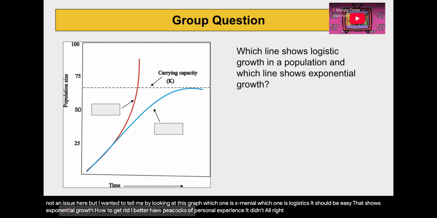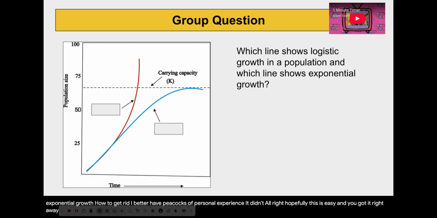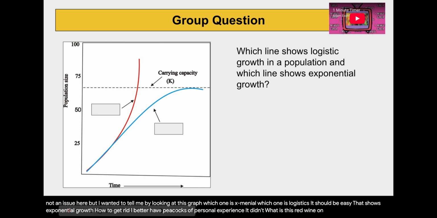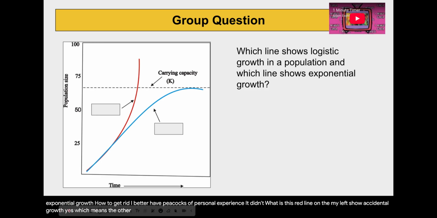All right, hopefully this was easy and you got it right away. What is this red line on my left show? Exponential growth, yes, which means the other one is logistic. And where does it plateau out at?